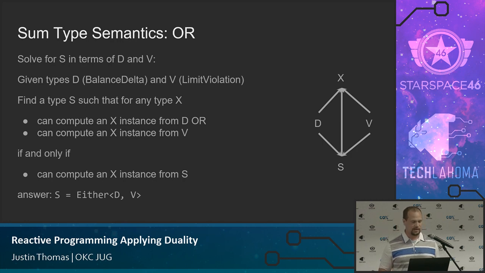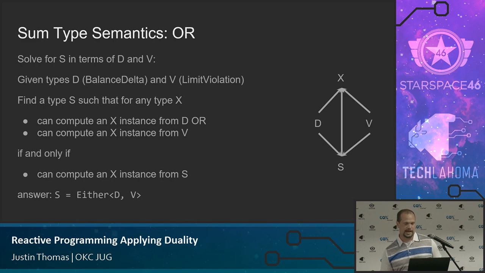So the point here is that now, instead of having a computation where from X I can compute a T and a G, I can compute an X from a balanced delta or a limit violation, a D and a V. So from two different cases, I can compute the same thing. This is backwards of what I did before. From one object, I can compute two different objects. This is the sense in which either is dual to the pair, or the sum is dual to the product. I basically flip the role of consumer and producer.